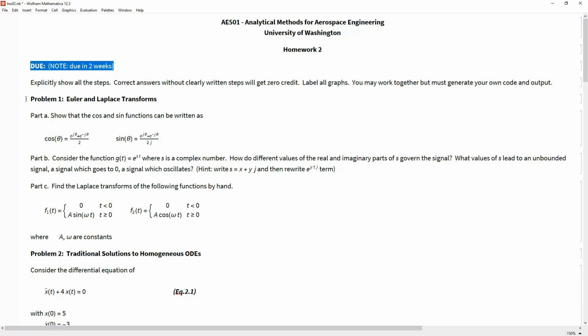So the first one is something that I think you can tackle right away. This one is a little abstract. Let's take a look at it. It's got a part A, B, and C, and they're not necessarily all tightly coupled.